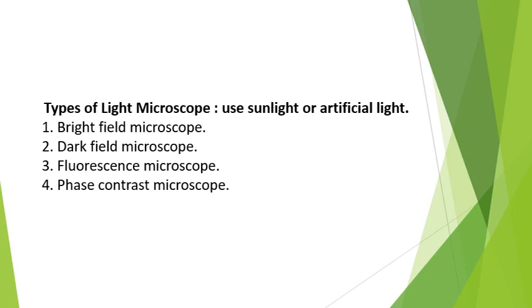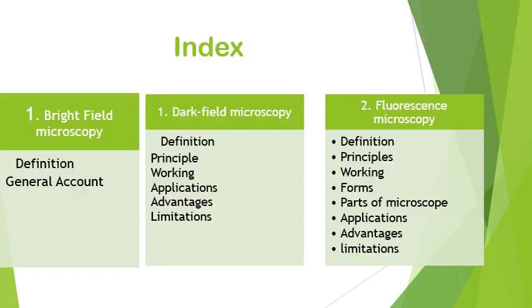So in this lecture, we focus only on the next two types of light microscope, that is dark field microscope and fluorescence microscope. First of all, we have a very brief introduction regarding bright field microscope. Here we have an index in which we discuss the bright field microscope, its definition, and then the general account. After that we discuss the dark field microscopy, and in the end we discuss fluorescence microscopy.